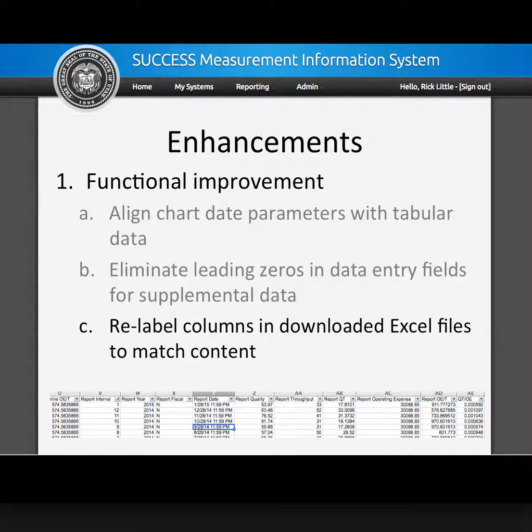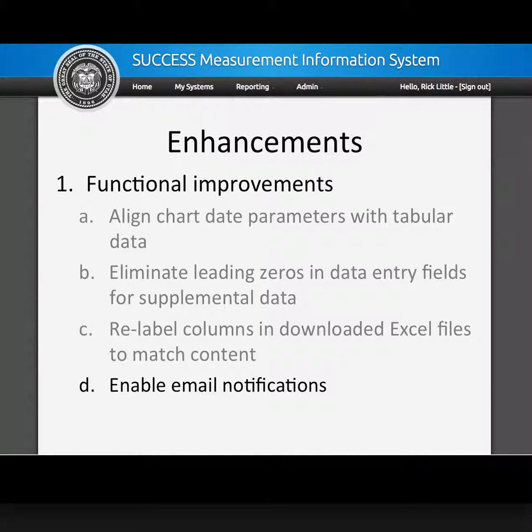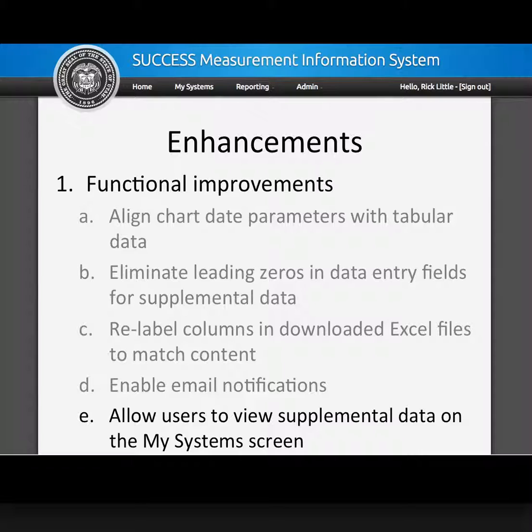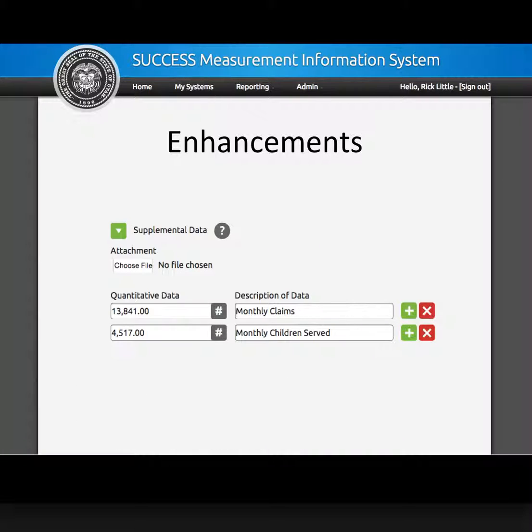We relabeled the columns in the download Excel files to match the content in those columns. We also added a number of columns to the download. We enabled email notifications, which have been turned off during most of the first year of the SMIS. And finally, we allow users to view supplemental data on the My Systems screen. This is an example of what that might look like. Previously, once data was put into the My Systems screen, it was not always accessible by users.